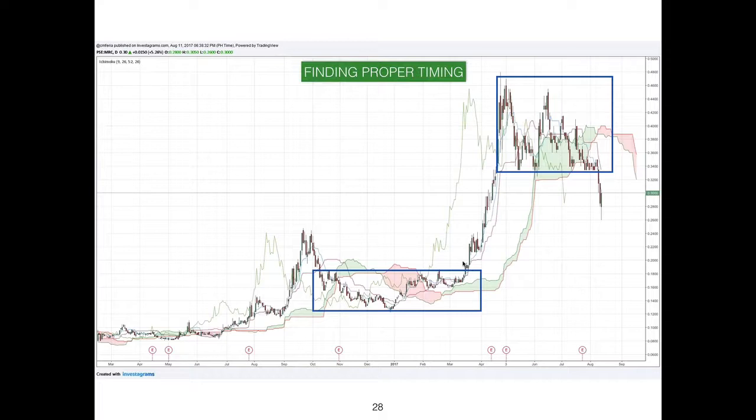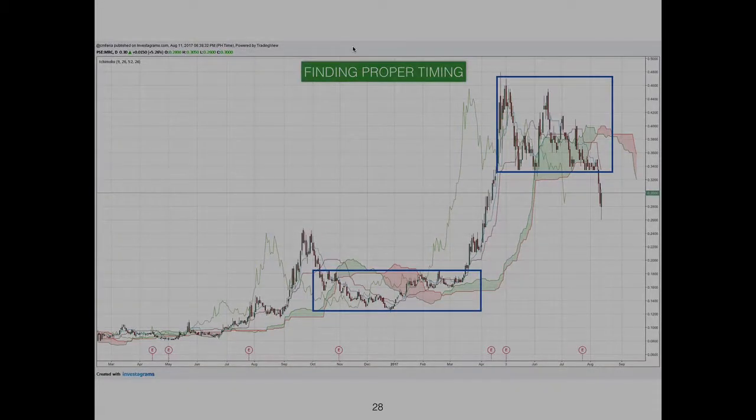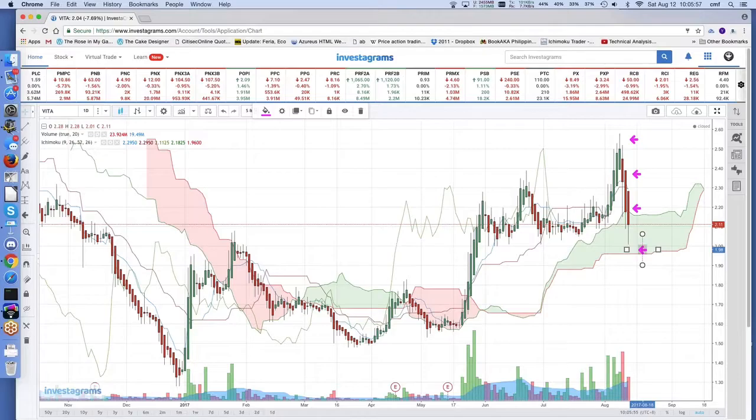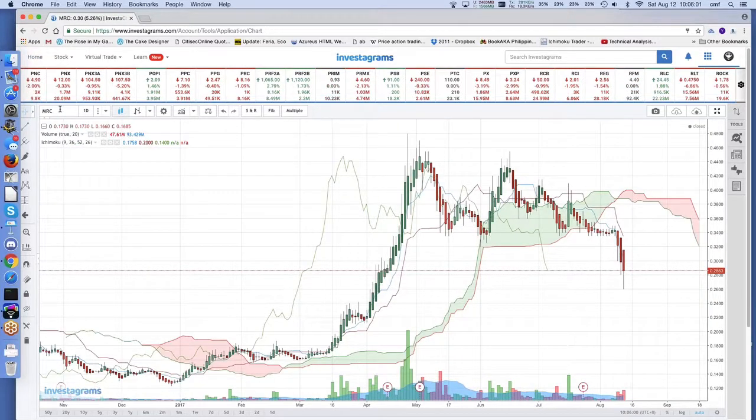Now if you look at this area, you can also consider this a box, right? This area, the small one. Let's go to our Instagram chart so I can show you. So in MRC, this was the area that we were referring to.